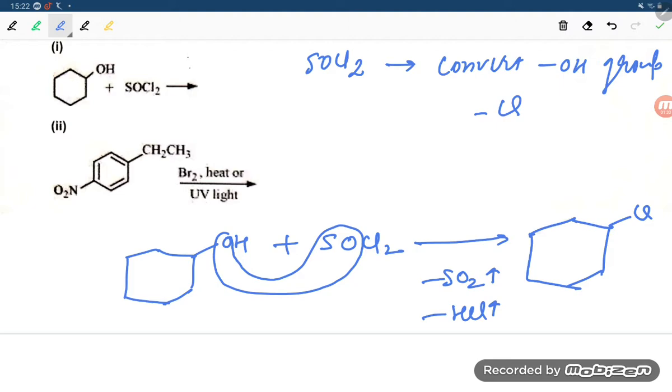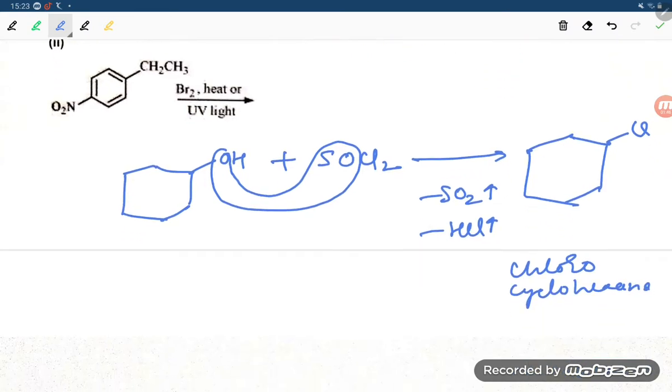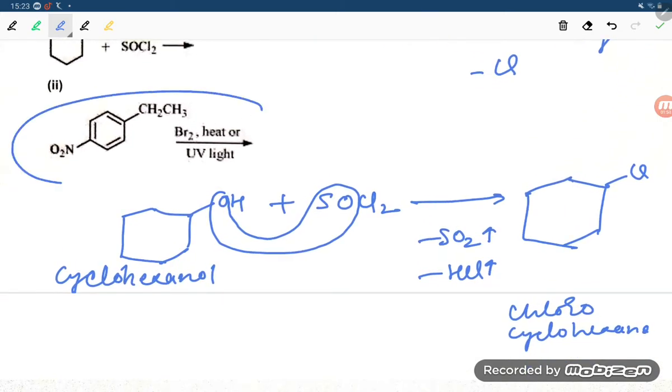If you want to write the name of this compound, first we write the prefix chloro, then cyclo, and then hexane. This is chlorocyclohexane.